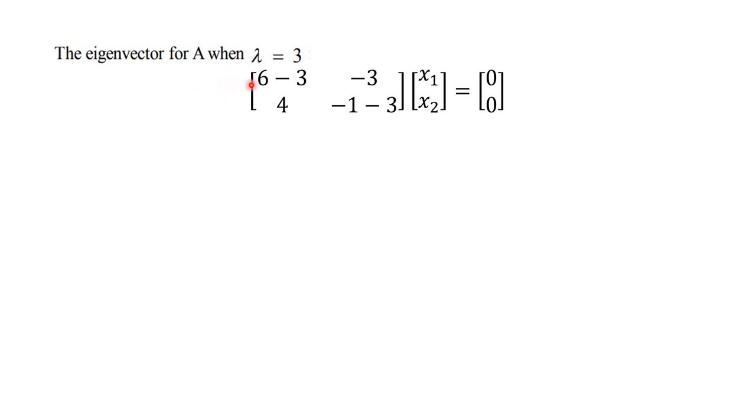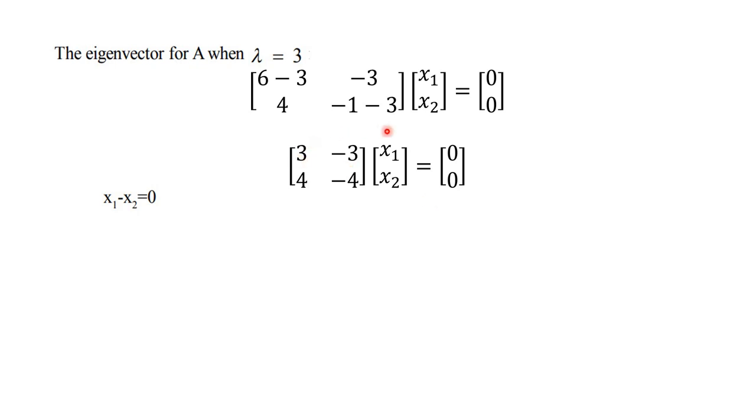A minus 3I, that is [6 minus 3, minus 3; 4, minus 1 minus 3] into [x1; x2] equal to 0. Okay. So the eigenvector for A when lambda equal to 3: we have the matrix A minus 3I into X equal to 0. That is [6 minus 3, minus 3; 4, minus 1 minus 3] into [x1; x2] equal to [0; 0]. That is 6 minus 3 is 3. This one is minus 3. 4 minus 1 minus 3 is minus 4, into [x1; x2] equal to [0; 0].